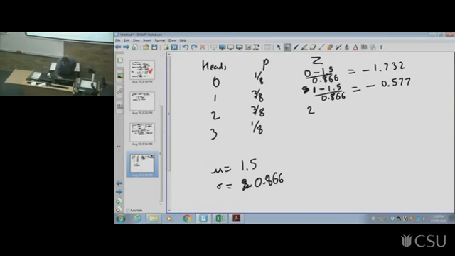The next one will be 2 minus 1.5 over 0.866, and this would be the positive of that last case, and the last one would be 3 minus 1.5 over the standard deviation, which would be the positive of the first case. Because it's symmetric, it's easier to do the second half. If it wasn't symmetric, you'd have to actually work them all out. So that's the Z scores, or standardised scores.